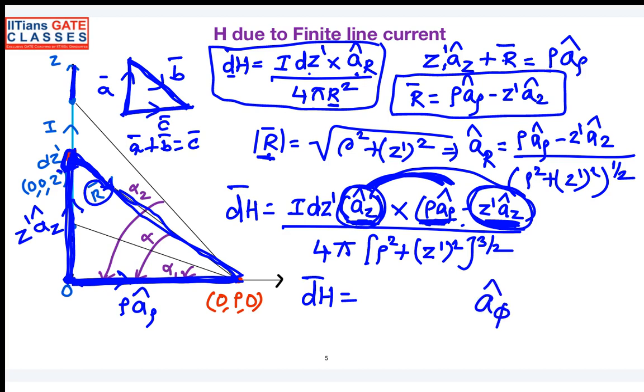And what will happen to the magnitude part? I into rho into dz prime divided by 4 pi, rho square plus z whole square, whole power 3 by 2.